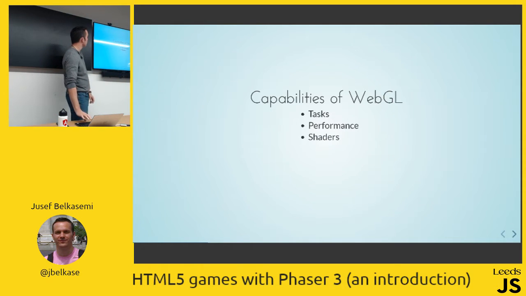WebGL applications can also use mini programs known as shaders, and they allow you to produce much more complex visualizations and effects. So for example, a simple shader might produce a sepia coloring, or a more complex one could produce a water or fire effect.